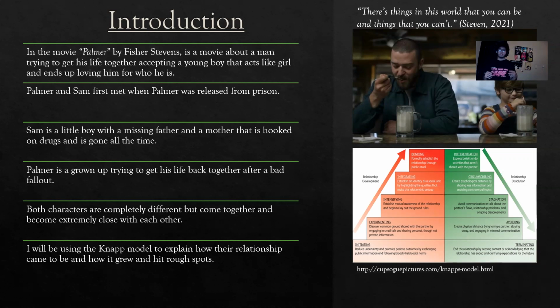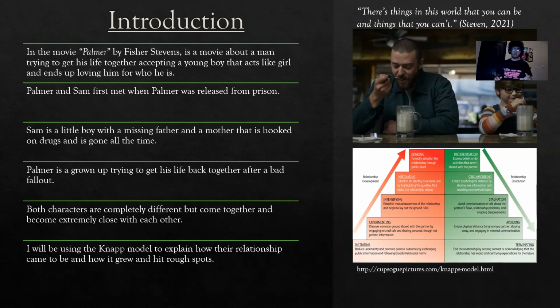Sam is a little boy with a missing father and a mother that is hooked on drugs and is gone all the time. Every now and then she comes just to make sure that the kid is alive, but that's about it. Palmer is a grown up trying to get his life back together after a bad fallout. So like I said, he had a bad fallout, got hooked on drugs, and he just came back from 13 years of jail. Both characters are completely different.